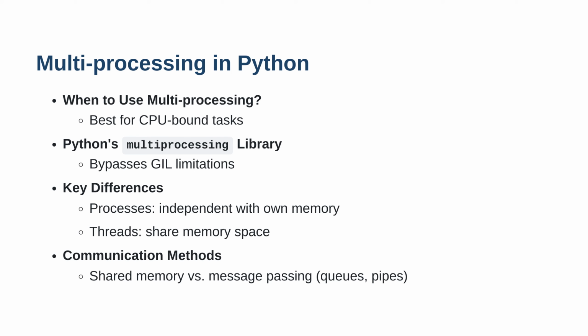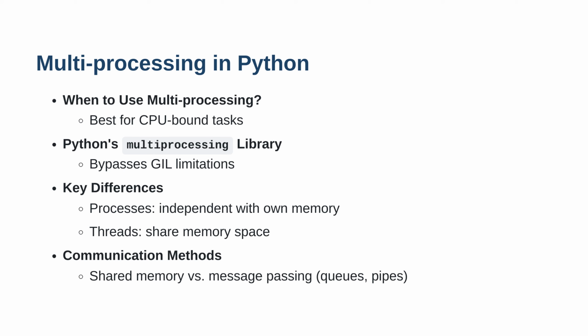It's essential to understand the key differences between processes and threads. Processes are independent and have their own memory, while threads share memory space. This leads us to another important concept: shared memory versus message passing. In multiprocessing, you often use queues or pipes to communicate between processes. In our next section, we'll dive into practical examples of parallelizing CPU-bound tasks using the multiprocessing library, demonstrating how to maximize your code's efficiency.